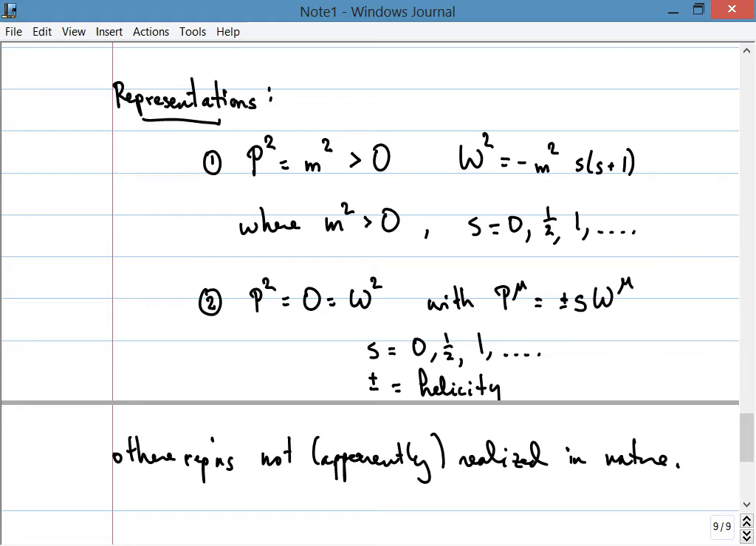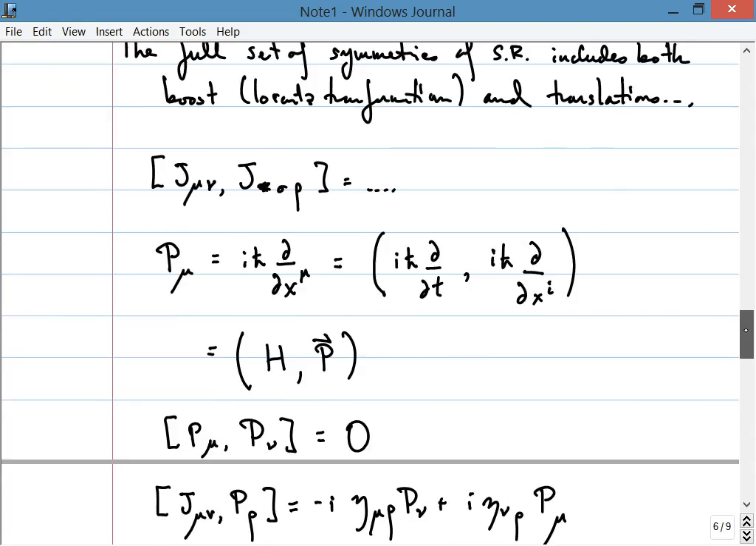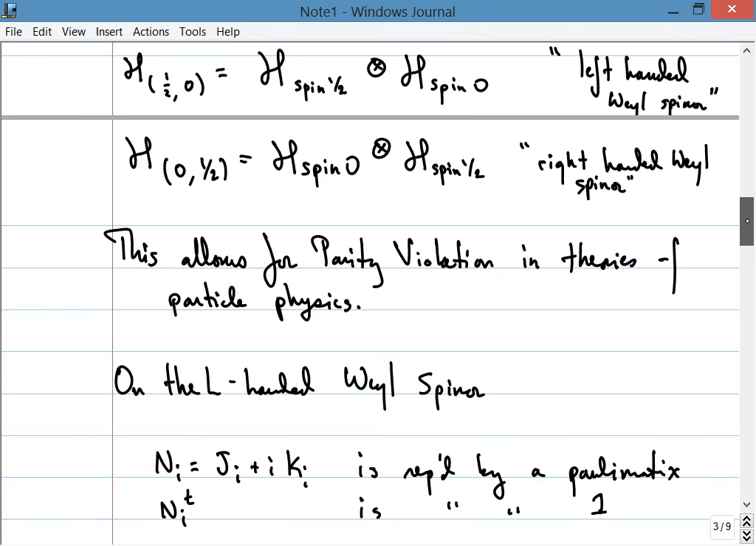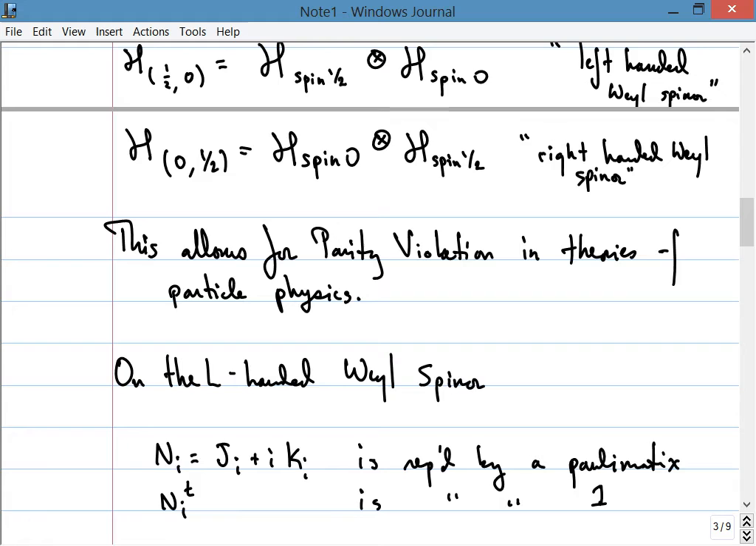That's a great question. So when we study the Dirac equation, we'll write down... Okay, let's think about this Weyl spinor here. What is n? n is j plus ik. What happens if you forget about k? If you forget about k, then n is equal to j.